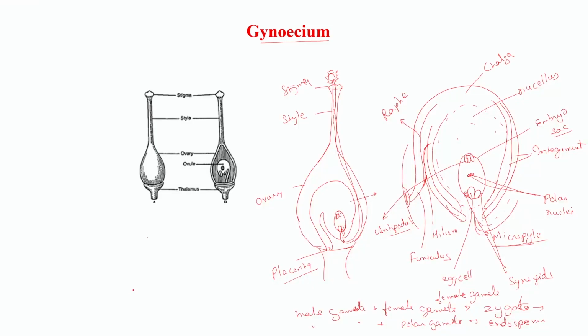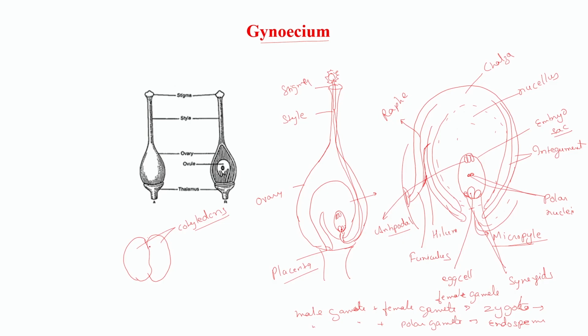You all have seen the seed of a dicot plant and a monocot plant. In a dicot, imagine a pea seed. When you split the seed, you will see that two cotyledons are there. In this you will not see endosperm because endosperm has been completely used up in the development of the embryo.